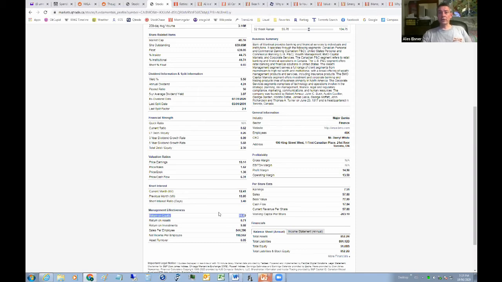Here's that return on equity. This is the management effectiveness. It's how well they are using the assets to turn a profit. So 12 isn't great. It's not horrible, but it's not great.